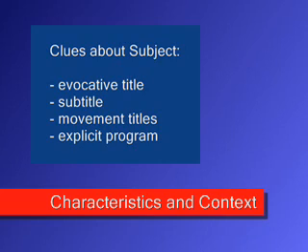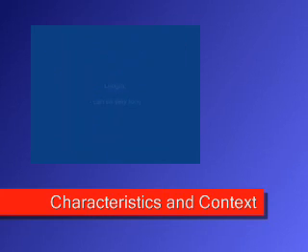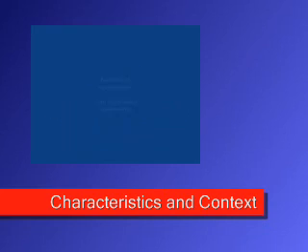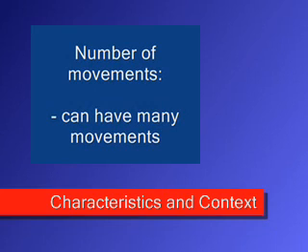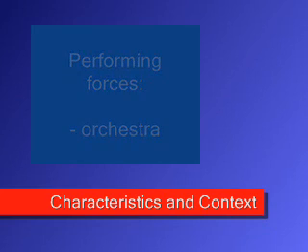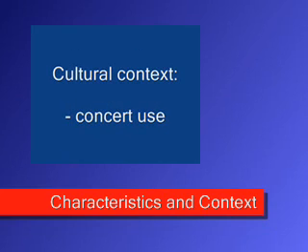Now let's take a look at the characteristics of these works that were inspired by that belief about music's alleged powers. Program works can be very long. As a matter of fact, we're going to take a look at the last movement of a 5-movement program symphony. So a piece of program music can have many movements in it. Program music requires a substantial performing force. It requires an orchestra. So pieces of program music were written for concert use.